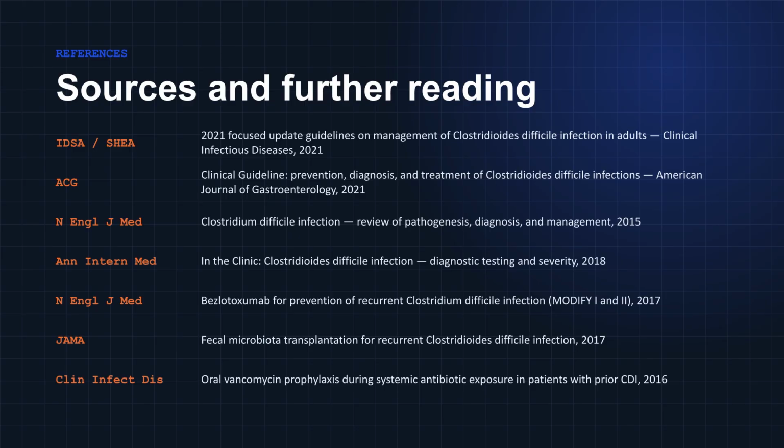These are the primary sources behind this lecture. The current Infectious Diseases Society of America and Society for Healthcare Epidemiology of America guidance, the American College of Gastroenterology clinical guideline, and the major trials behind Bezlotoxumab and fecal microbiota transplant. If you want to go deeper on any point today, start with the guideline documents. They are readable and they contain the severity definitions we used.